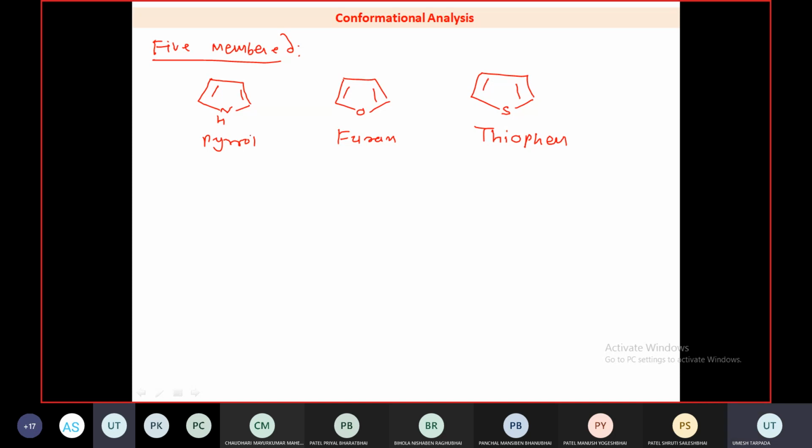All these are aromatic compounds, and you can call them compounds with heteroatoms. Pyrrole has nitrogen as a heteroatom, thiophene has sulfur as a heteroatom, and furan has oxygen as a heteroatom. So this is about different heterocyclic compounds.